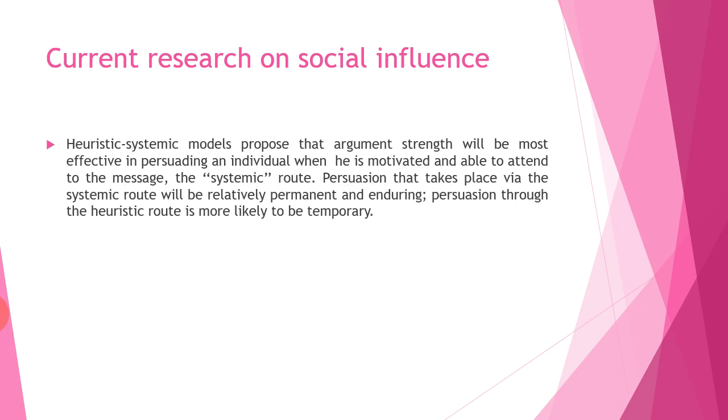Now comes the heuristic systemic model. It proposed that argument strength will be most effective in persuading an individual when he is motivated and able to attend to the message. So there are basically two routes, the systemic route and the heuristic route. Persuasion through the systemic route will be relatively permanent and enduring, and persuasion through the heuristic route is more likely to be temporary. So if we are motivated, the route will be the systemic one, and if we are not motivated, the route will be the heuristic one.